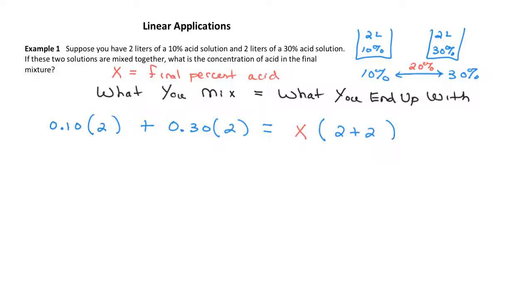So if I start multiplying and combining like terms, on the left, 0.1 times 2 is 0.2, 0.3 times 2 is 0.6, and on the right side, I have x times 4, which I'll write just as 4x. I can simplify the left side: 0.2 and 0.6 is 0.8. That's equal to 4x. To solve for x, I would divide both sides by 4.